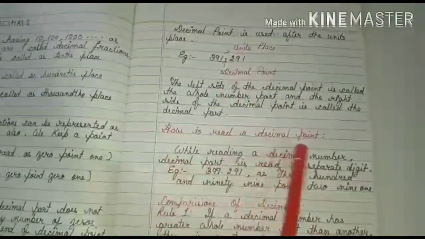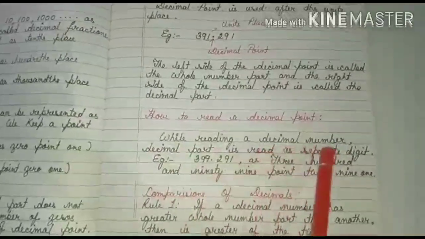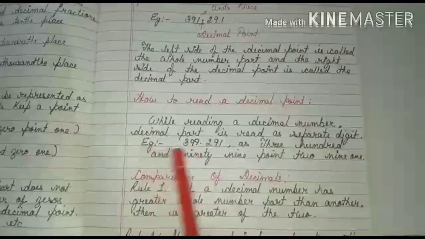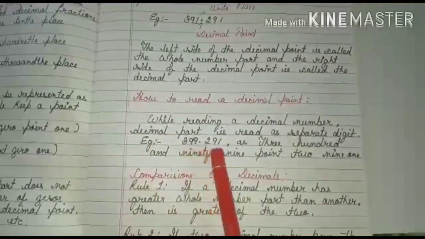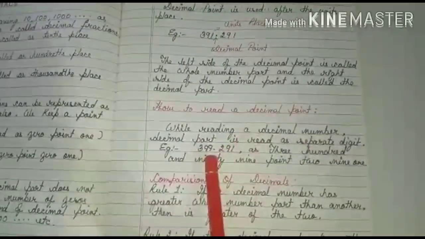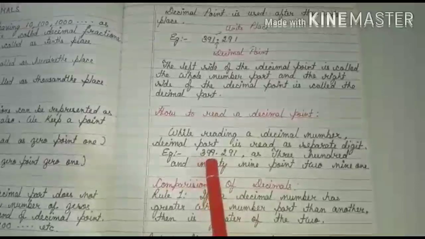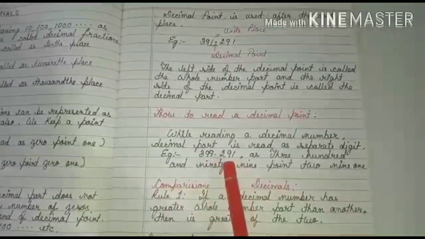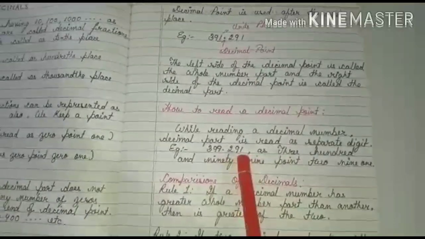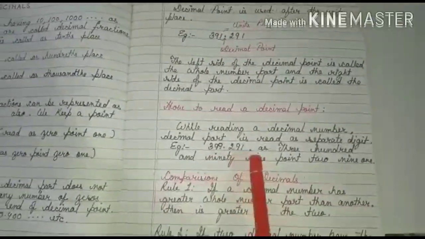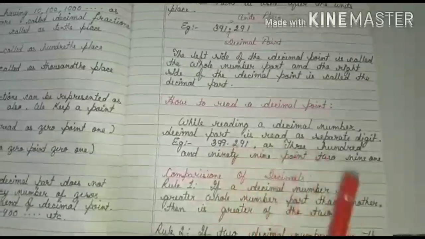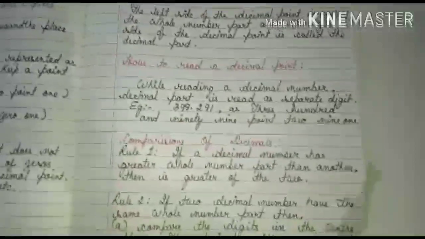And how to read a decimal number? While reading a decimal number, the decimal part is read as separate digits. Example, 391.291. Here 391, the whole number part, will be read together, that means three hundred ninety-one, and the digits in the decimal part, that is 291, will be read separately as two, nine, one. Then next, comparison of decimals.